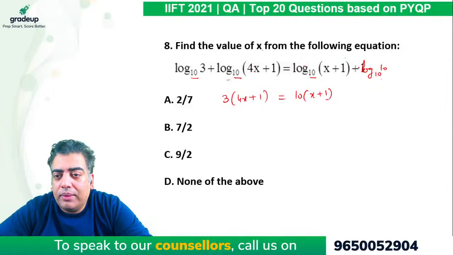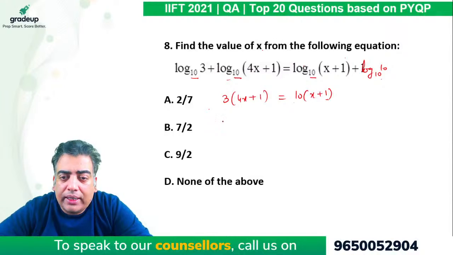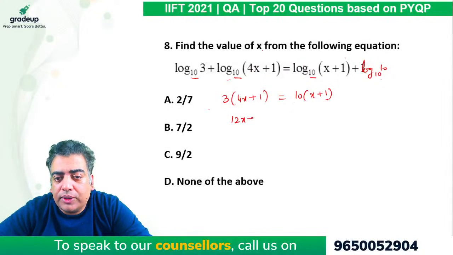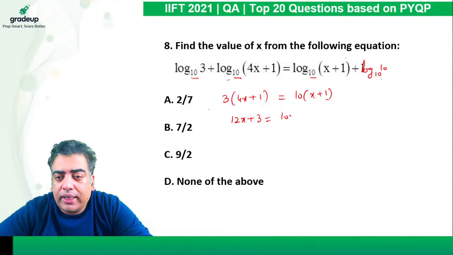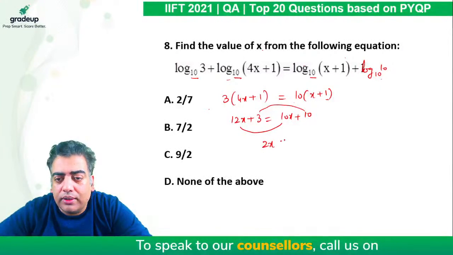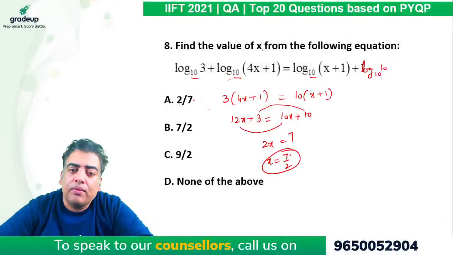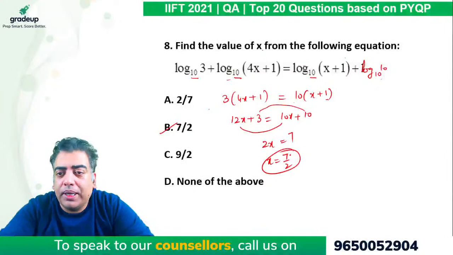The log gets eliminated because on both sides it is log to the base 10. So that gets eliminated and gives me 12x plus 3 equals 10x plus 10. Difference of these two is 2x and difference of these two is 7. So the value of x comes out to be 7 by 2. So the correct answer option is B.